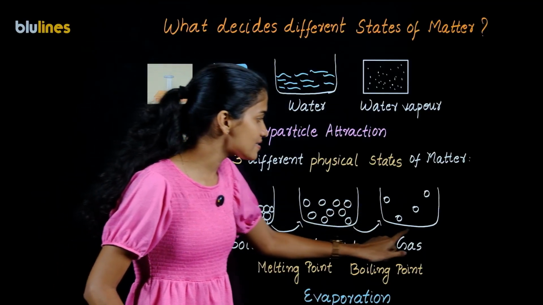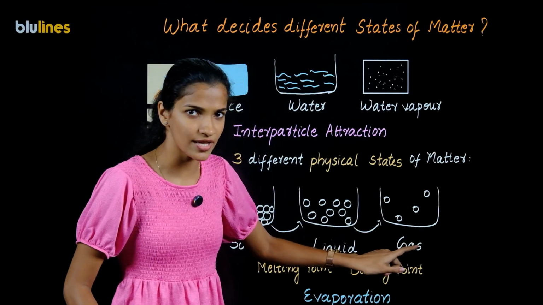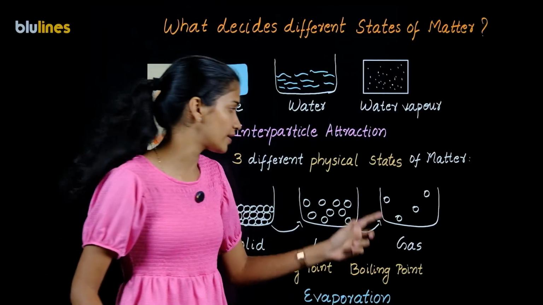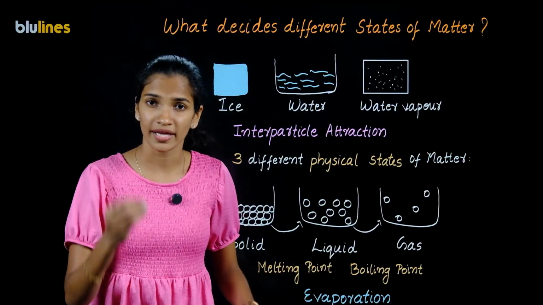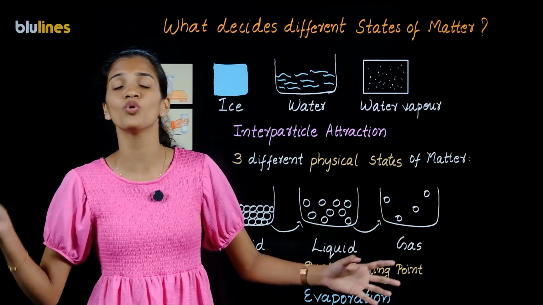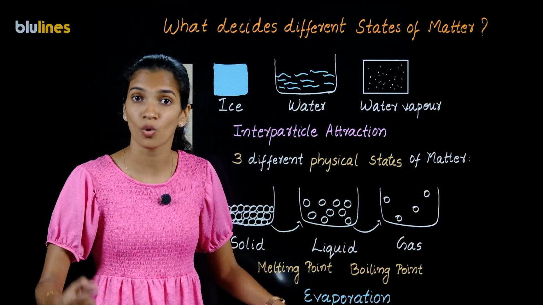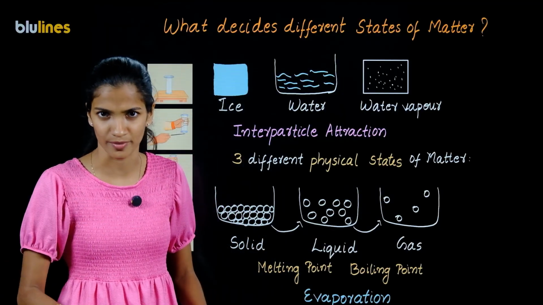So when you analyze the representation of gases, as you can see, the interparticle force of attraction is very less in the case of gases. It is very easy for the gas particles to move wherever they want, and that is the reason why they take the shape and volume of the container in which they are kept.